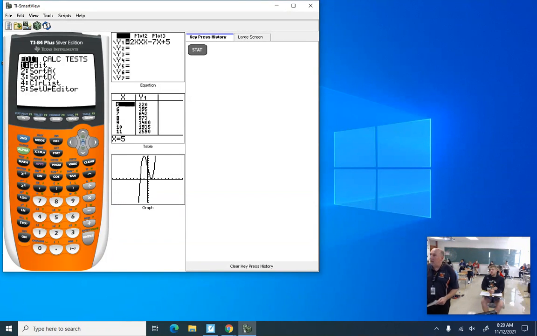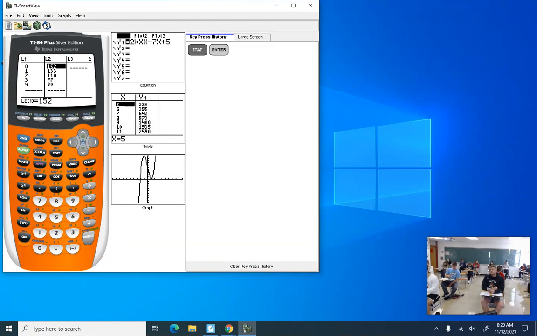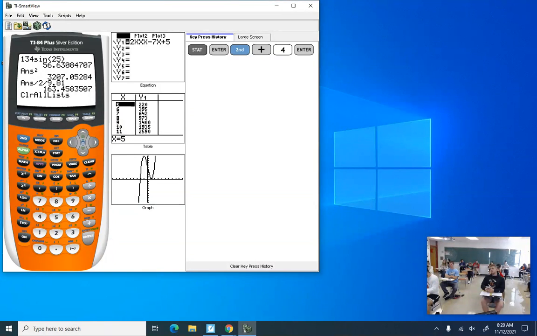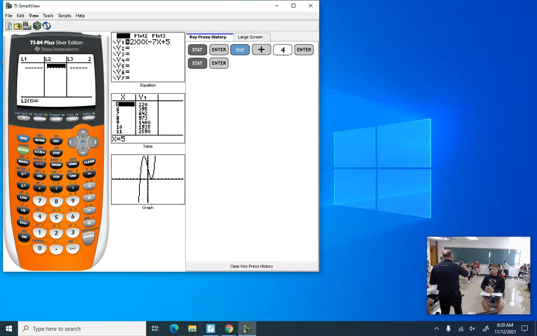If we go to stat and we want to edit, I see I got values in here. If you have values listed in here, how we can correct that is we hit our second button and our plus button, and option number 4 is clear all list. Now if we go to stat and edit, your lists are clear. You don't want to go up to L1 and hit delete, because it's going to delete the whole list, and that's not good. Then I have to do some work to figure out how to get it back there. Okay, everybody there?